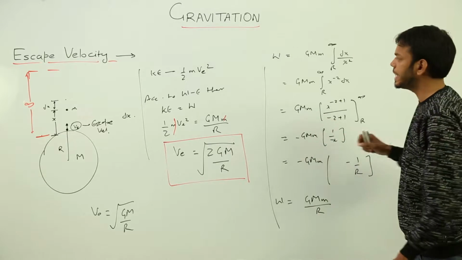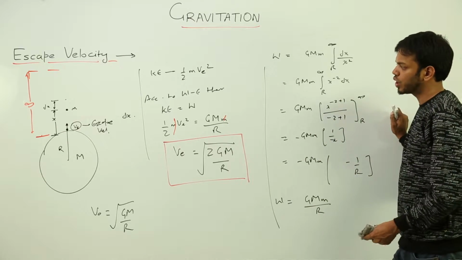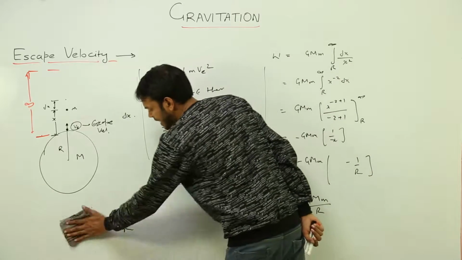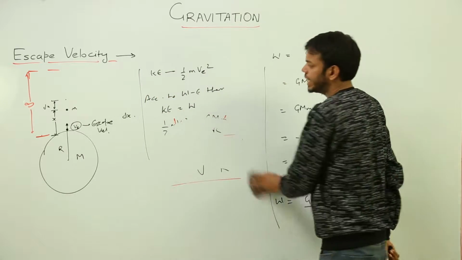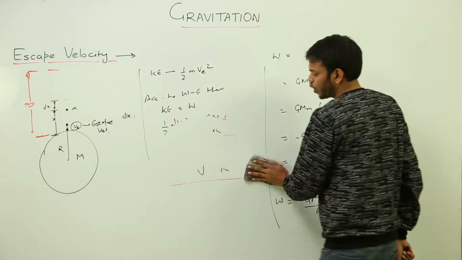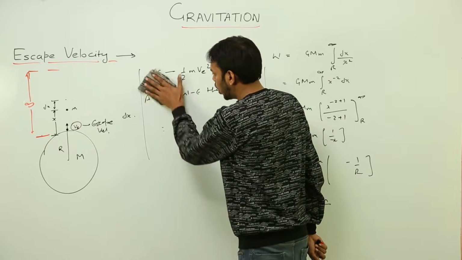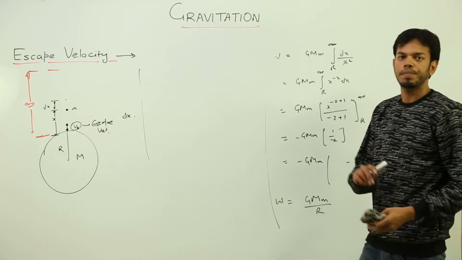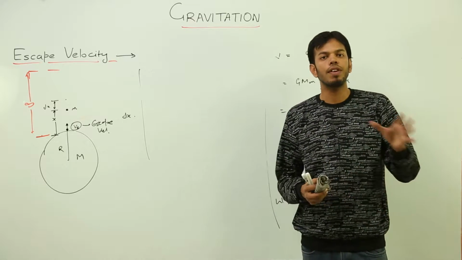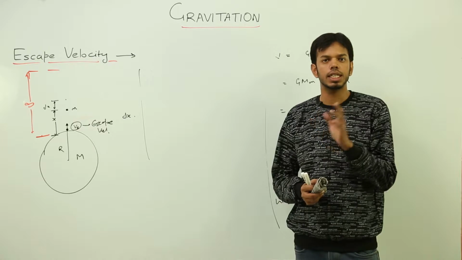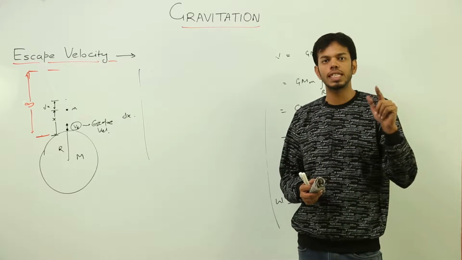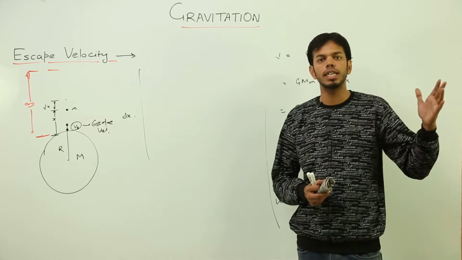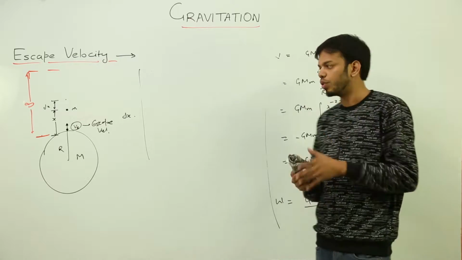There is another very easy way of finding an expression for escape velocity. Just listen to me. When the body which has been projected with the escape velocity has already gone out of the gravitational pull of Earth, what would be its potential energy? Do we have a formula for potential energy, which is mgh, right? So there is no acceleration due to gravity anywhere outside the gravitational pull. So it will be 0.